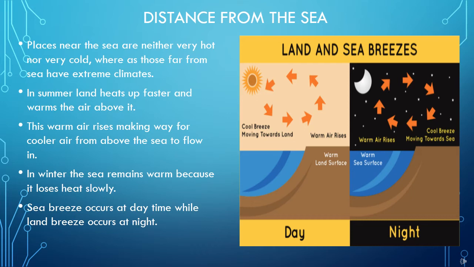Therefore, the weather is neither very hot nor very cold throughout the year. The places far away from the sea mostly experience extreme climate, and Delhi is such an example because the sea is very far from Delhi. So this is all about the distance from the sea.